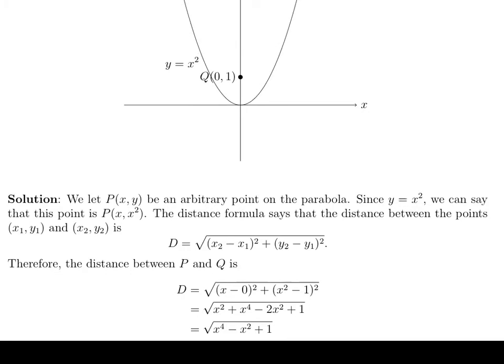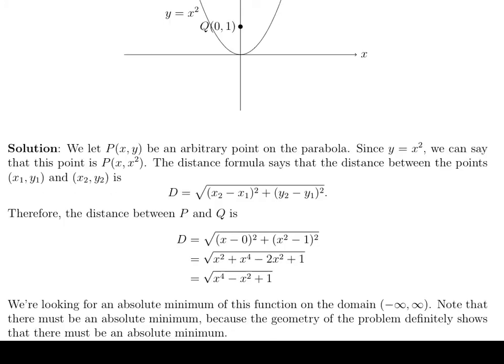So that's our distance formula. What that says is if we pick a point on the curve, which is x comma x squared, then the distance between that point and the point Q is the square root of x to the fourth minus x squared plus 1. Now we're looking for an absolute minimum of this function on the domain minus infinity to infinity. See, the value of x is allowed to be anything. Now there has to be an absolute minimum. The geometry of this problem definitely shows that there has to be a point somewhere on the curve that's closest to 0, 1.